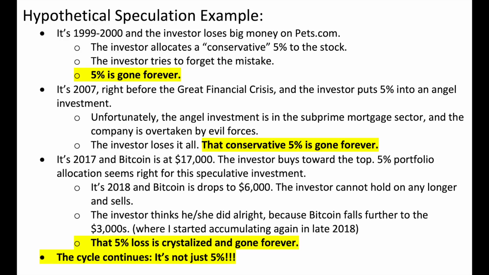Unfortunately, it's right before the great financial crisis, but the investor doesn't know what's around the corner. Everything's looking really good, and the investor puts 5% into an angel investment. Let's say that angel company was related to the real estate industry, perhaps even subprime mortgages. It's a disruptive app, if you will, related to subprime mortgages.